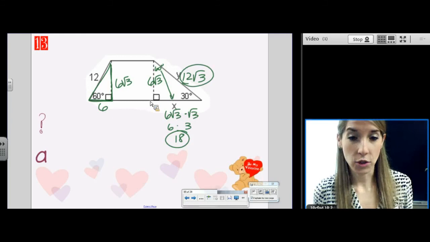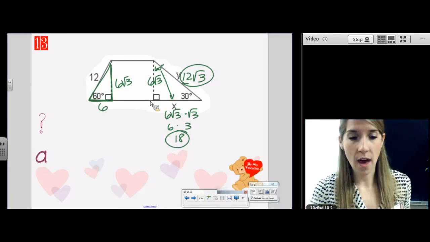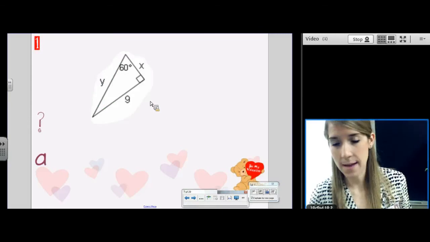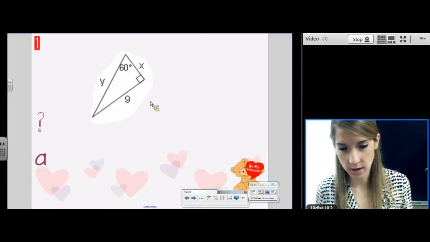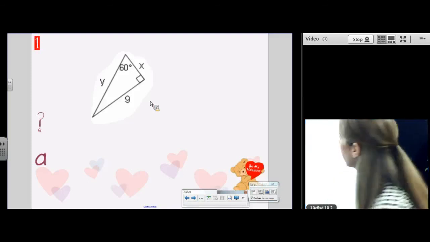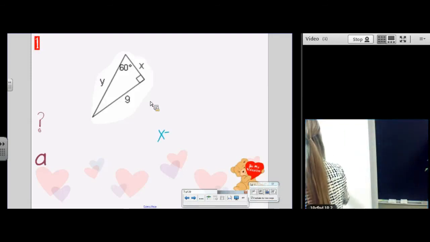If you have trouble with that, remember to go to the side and make that little chart and put the values in the chart where they go. Solve for x and y. Make sure you're really careful on this one. Good job. Very nice. So x is 3 root 3 and y is 6 root 3.